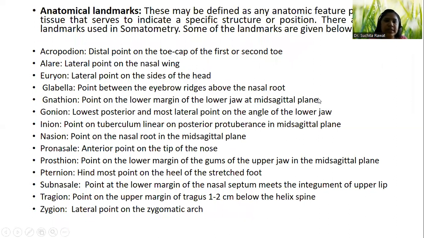Now, we will be discussing the anatomical landmarks. These landmarks are usually defined as any anatomic feature present in tissue that serves to indicate a specific structure or position. There are several landmarks used in somatometry, and some of the landmarks are going to be discussed in this module.